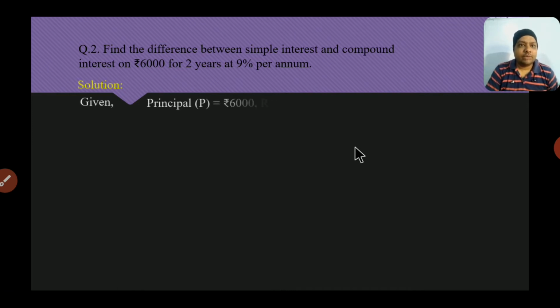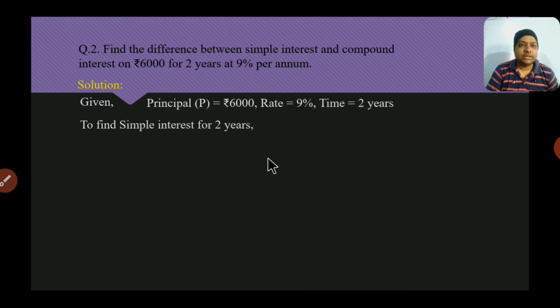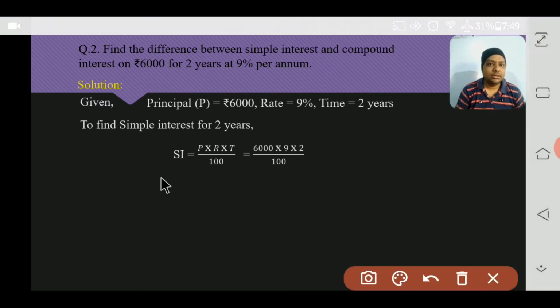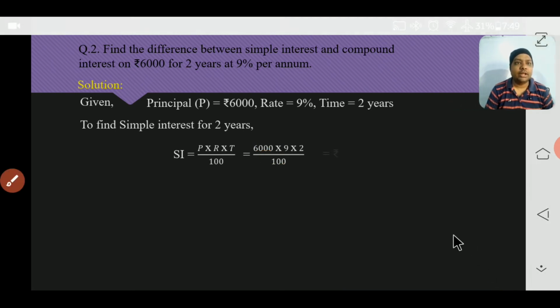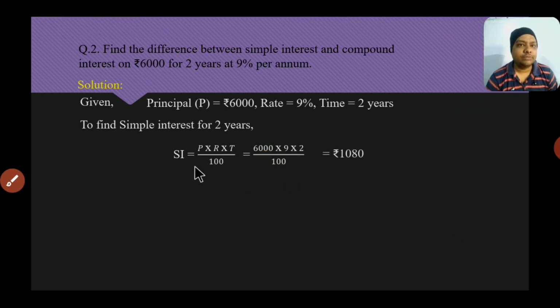So at first we will add what is given. Then to find simple interest for 2 years, we know the formula is equal to P into R into T by 100. P 6,000, R 9%, time 2 years by 100. So it will be 20 and 20 will cancel. 9 2 18, 6 108. It means 1080 will be the simple interest for the whole 2 years.